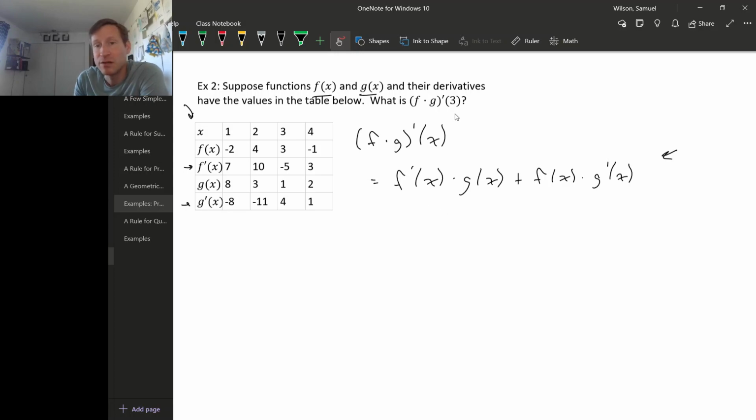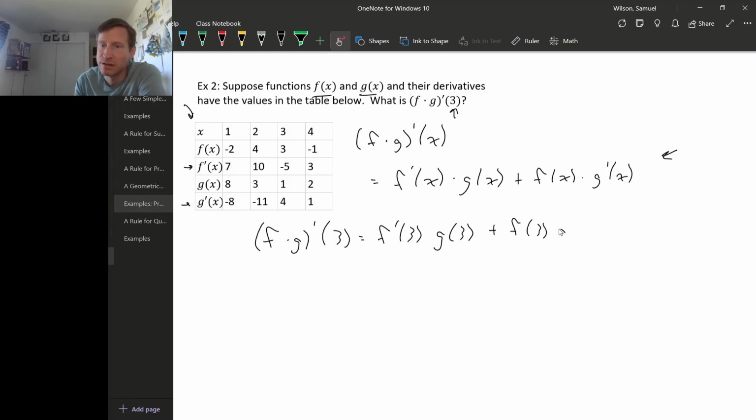So now we can plug in the x value 3. So if we plug in the x value 3 to this, what we get is that the derivative of f times g at 3 is f prime at 3 times g of 3 plus f of 3 times g prime of 3. And now that we have this, we can look up these values in our table of data.